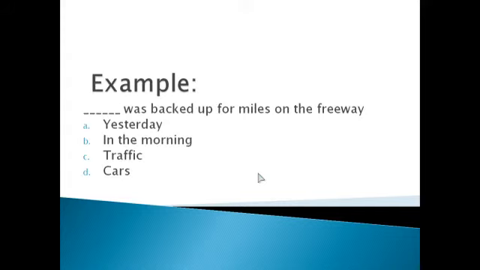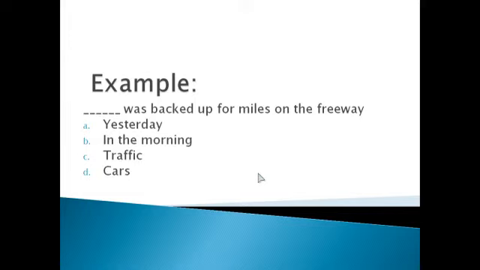For example, blah blah blah was backed up for miles on the freeway. Answer A, yesterday. B, in the morning. C, traffic. And D, cars. In this example, you should notice immediately that there is a verb was, but there is no subject.